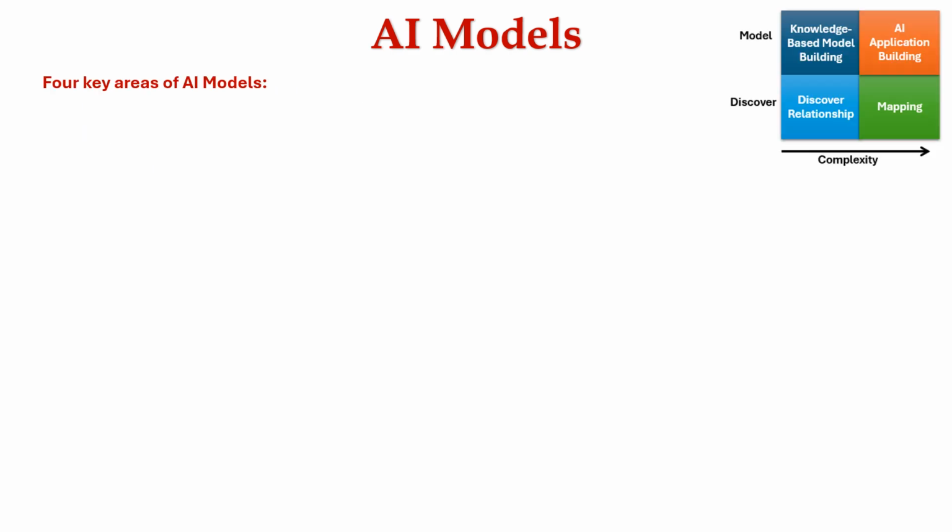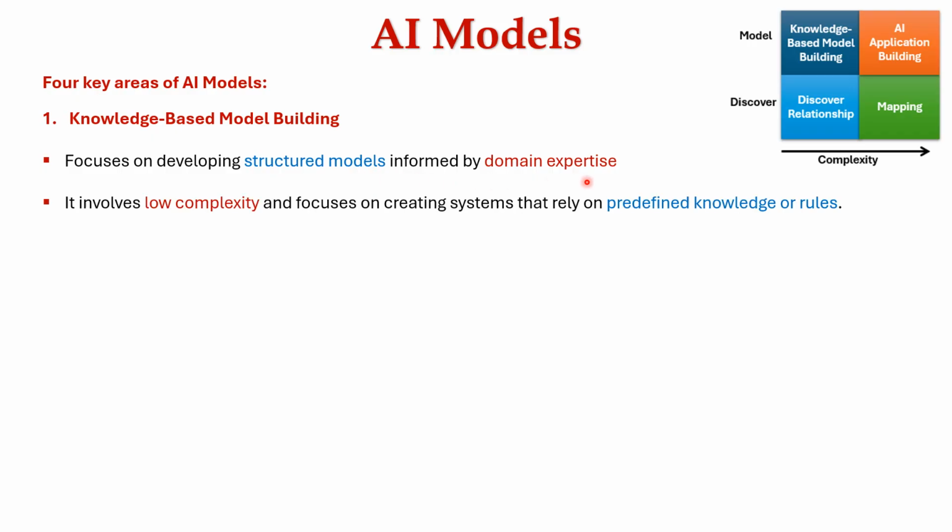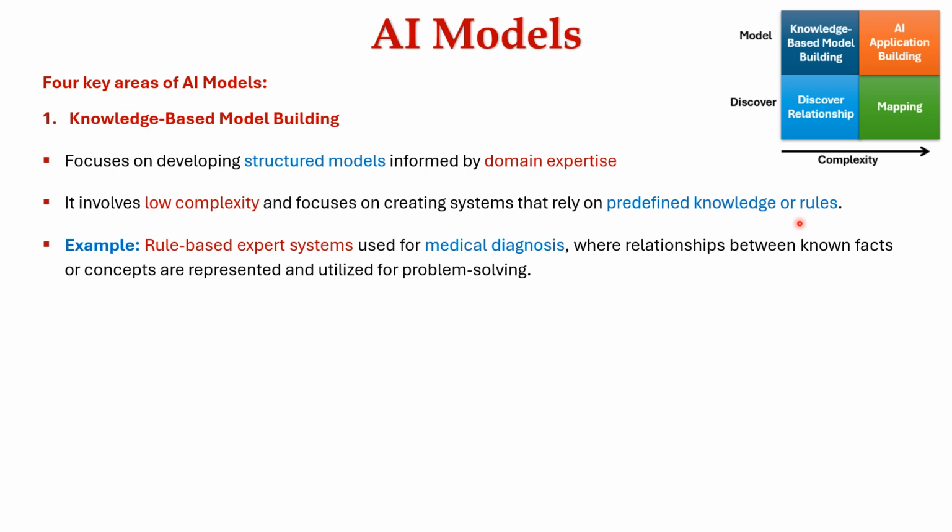The four key areas of AI models are knowledge-based model building, AI application building, discovering relationship, and mapping, as we have seen in the previous slide. So let's start with knowledge-based model building. It mainly focuses on developing structured models informed by the domain expertise. It involves low complexity and focuses on creating systems that are based on predefined knowledge or rules.